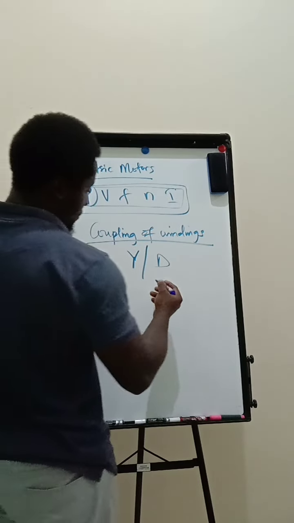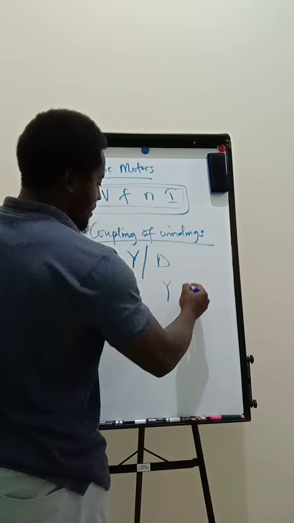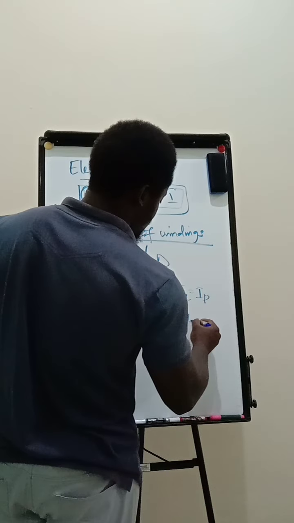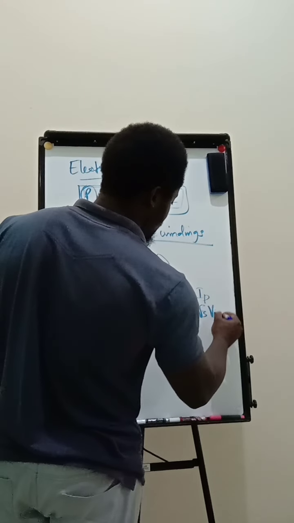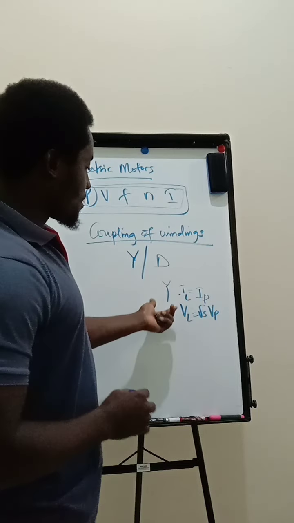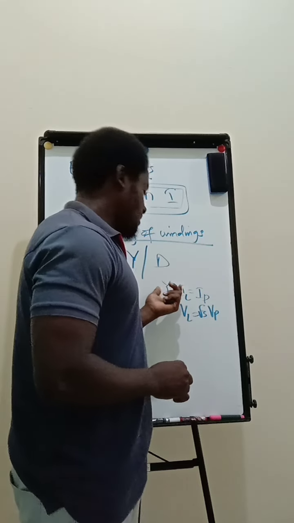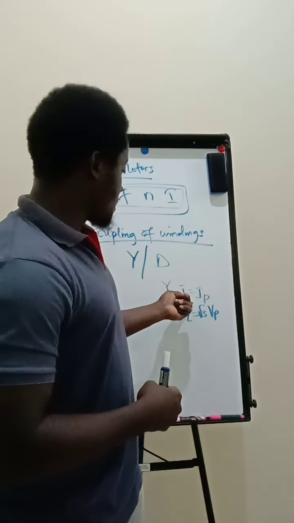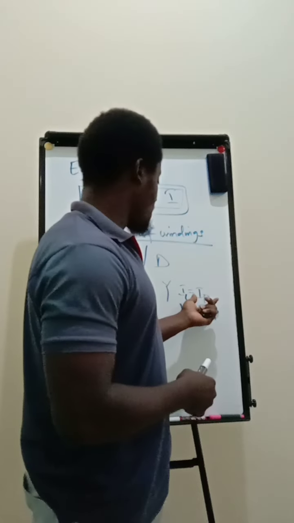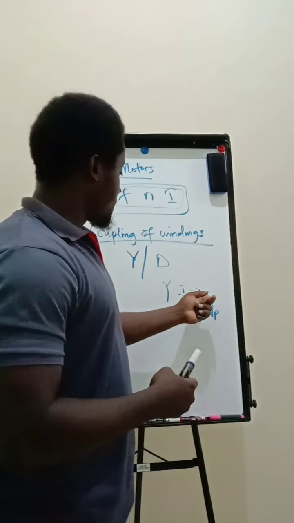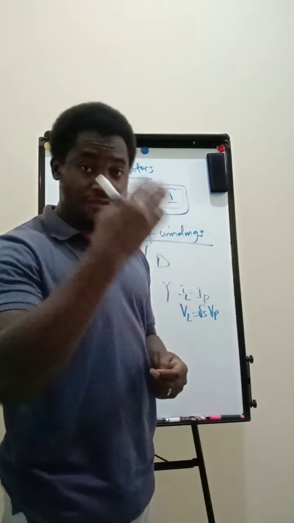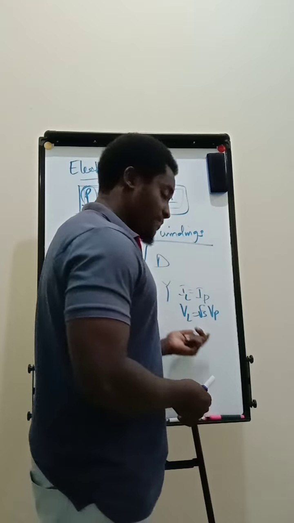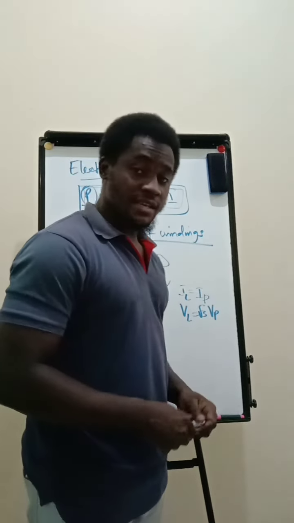For star, we know the line current is equal to the phase current, while the line voltage is equal to root 3 times the phase voltage. So when we couple the windings of an electric motor in star, it means that the amount of current that we will find in the line will be the same amount of current that we find in the phase as well. So the line current is the phase current. It only differs in the voltage. That is, the line voltage is root 3 times the phase voltage.